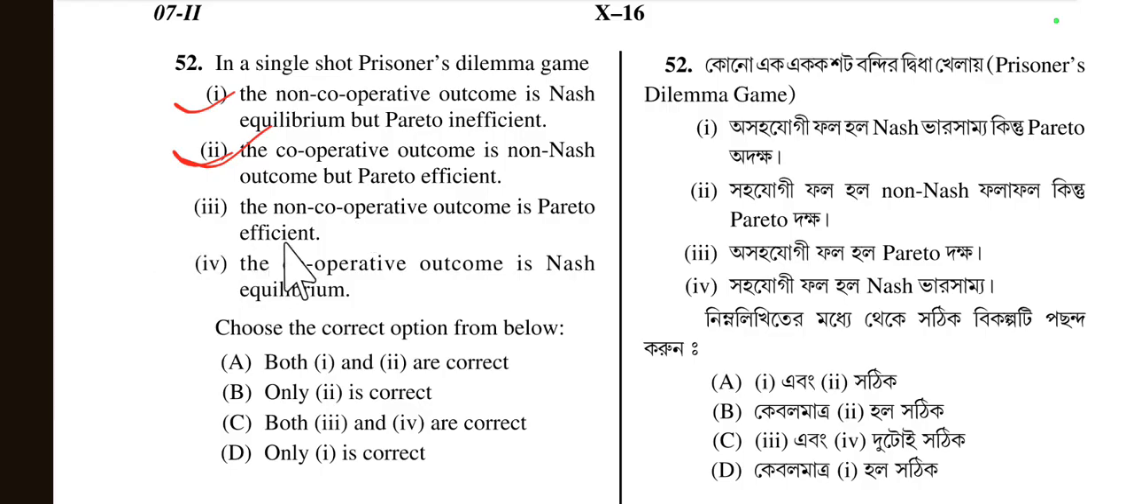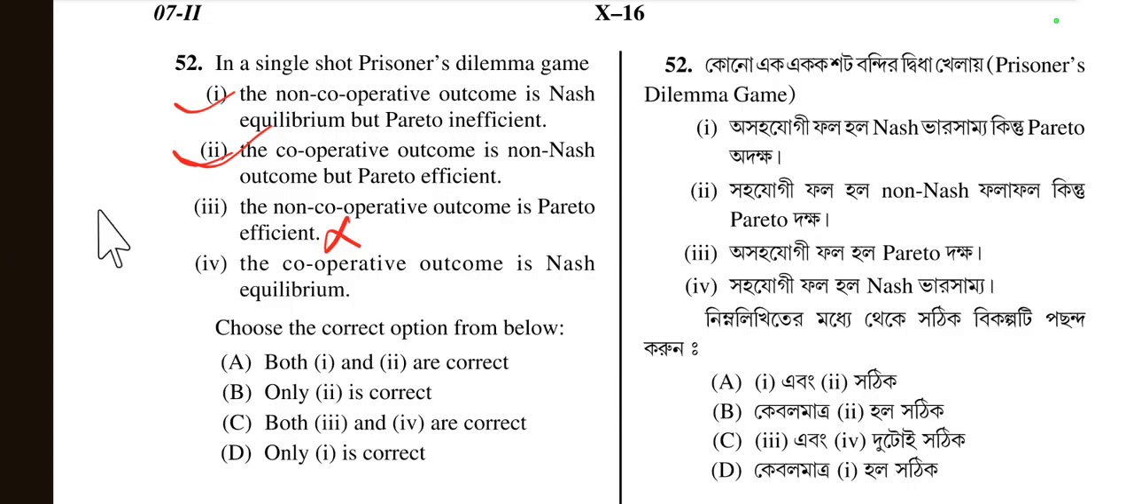Then come to the third statement, the non-cooperative outcome is Pareto efficient. This is false. We know the non-cooperative outcome leaves room for both players to be better off, so it is not Pareto efficient.